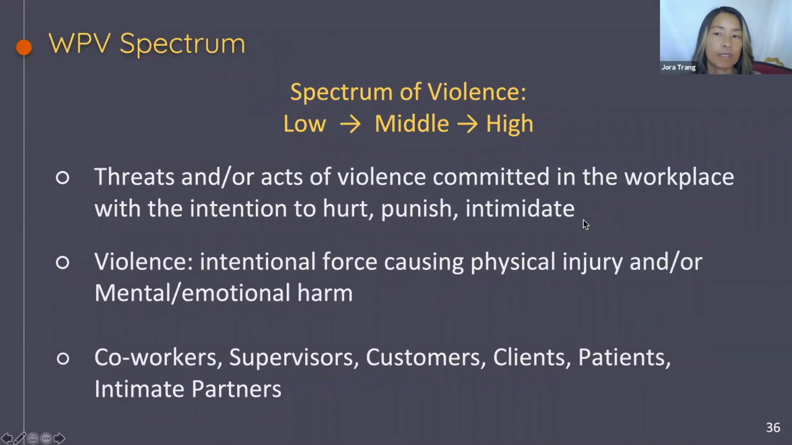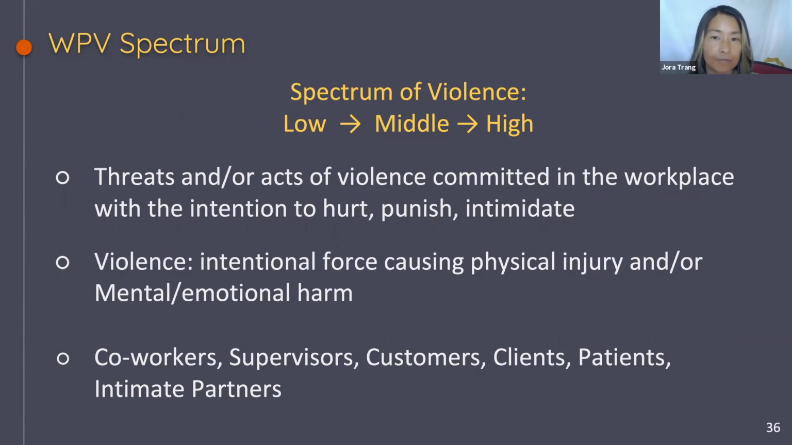So let's talk about the spectrum of violence. We can understand workplace violence as happening along a spectrum from low to middle to high. Workplace violence can include threats or acts of violence that have the intention to harm or intimidate. They also include acts that are meant to intentionally cause physical injury or emotional and mental abuse. Workplace violence can be perpetrated by coworkers, supervisors, customers, clients, patients, intimate partners, and any other person who commits or threatens to commit a violent act at the workplace.